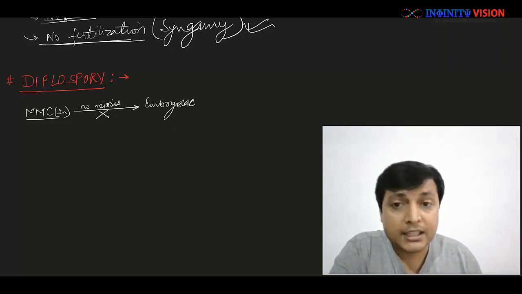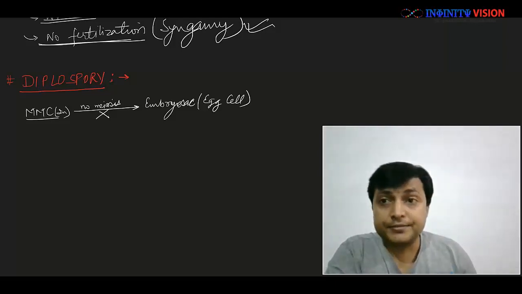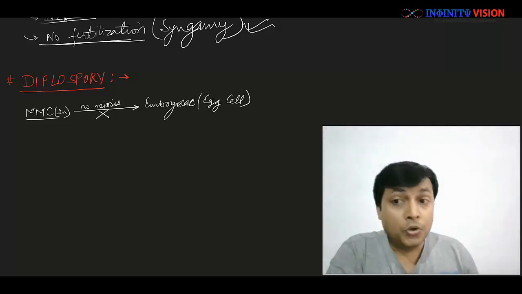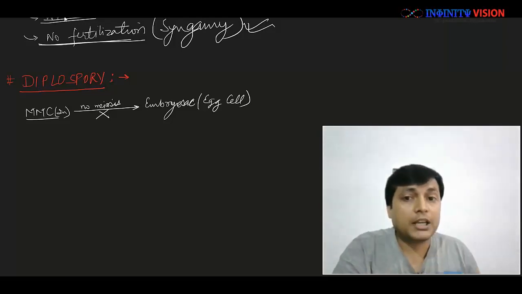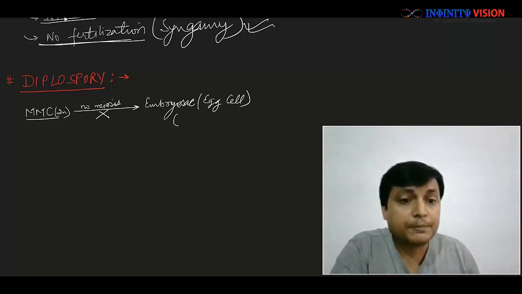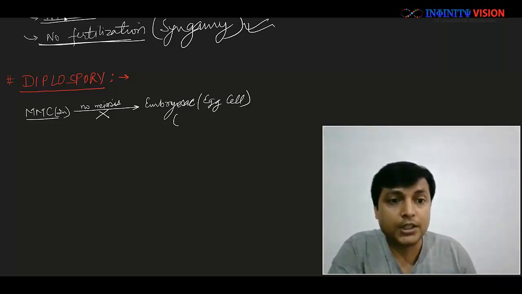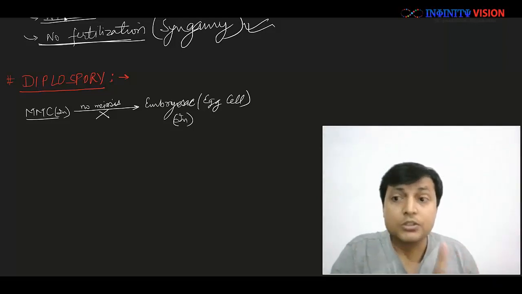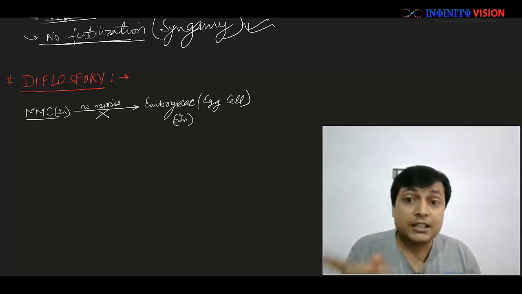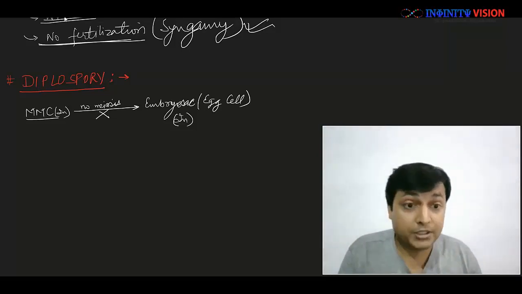Okay, and in this embryo sac there is also an egg cell. Now you tell me, if there is no meiosis and still this MMC is making the embryo sac and egg cell, what will be its ploidy level? Can you think of? Well, all of you who are thinking it's to be 2N are correct. So this MMC directly forms the embryo sac and the egg cell, which are diploid.